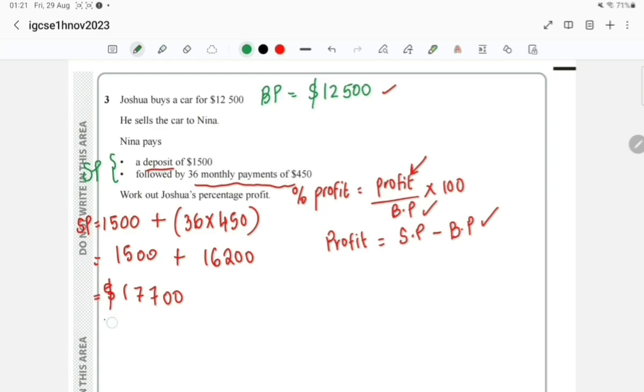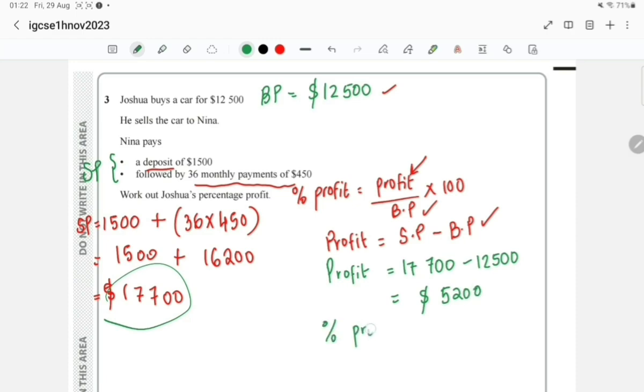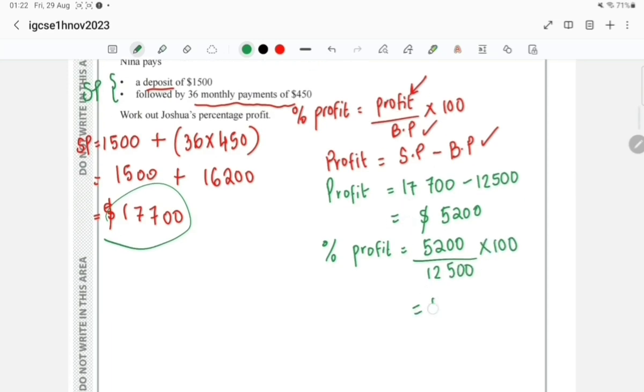Now I will take this selling price and find the profit first. My profit will be equal to 17,700 minus 12,500, which gives me 5,200. Then my percentage profit will be equal to the profit, 5,200, divided by the buying price, which was 12,500, multiplied by 100. And this will give you 41.6%.